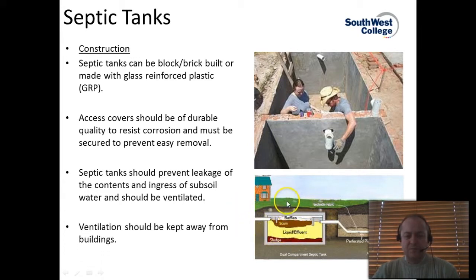In cases where ventilation is installed, the ventilation needs to be kept away from the buildings. So they do need to be ventilated, and you need to ensure that the ventilation is kept away from the buildings, as you don't want the smell entering the buildings from the septic tank.